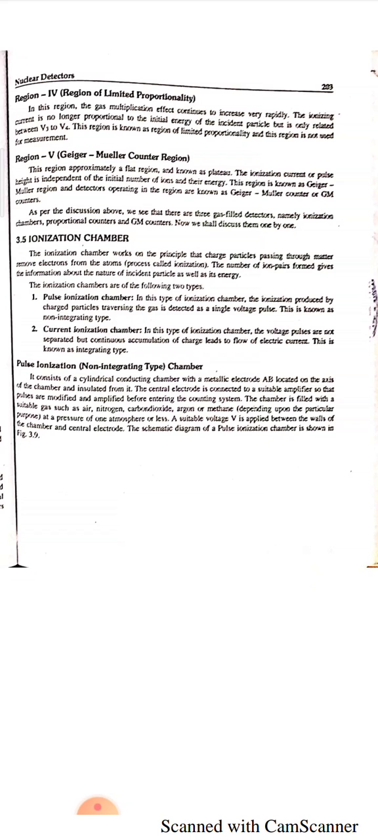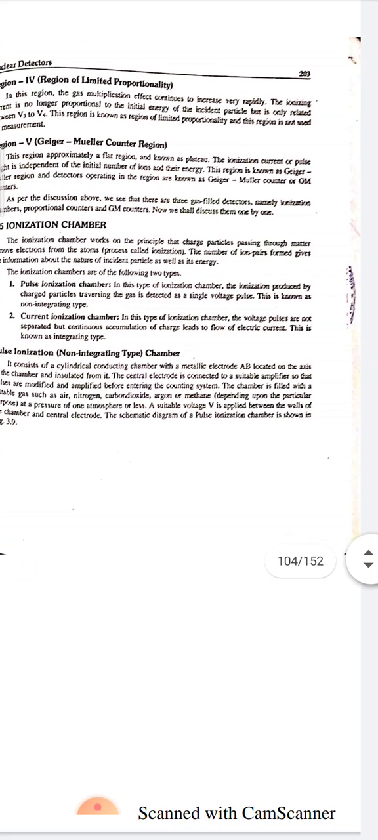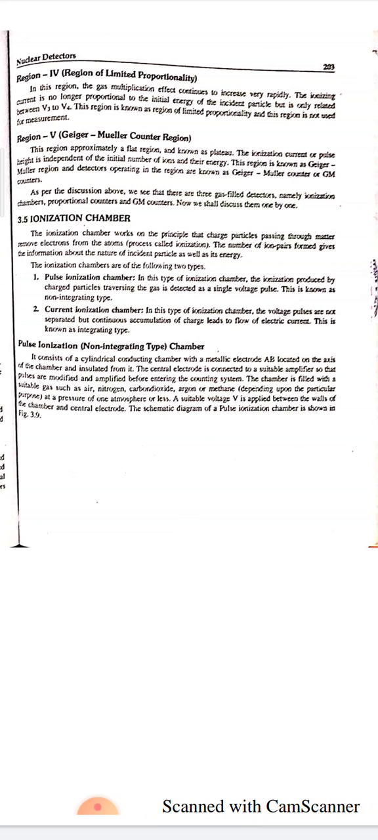In the pulse ionization chamber, the ionization produced by the charged particle traversing the gas is detected as a single voltage pulse. This is known as the non-integrating type. Whereas in the current ionization chamber, the voltage pulses are not separated, but continuous accumulation of the charge leads to a flow of electric current, and it is known as the integrating type. Now the pulse ionization, or non-integrating type, chamber.